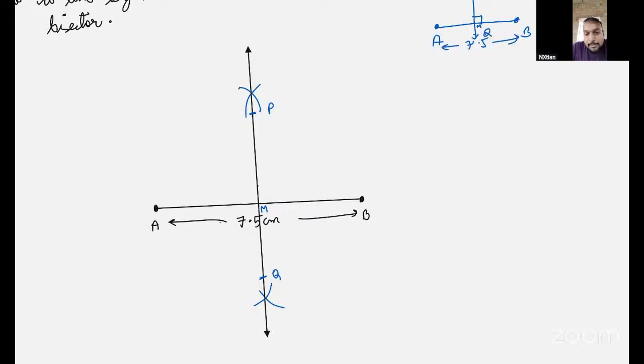Don't disturb the compass. When you take a measurement which is more than the half, then when you are putting it on B, don't disturb the compass. If you disturb the compass, this will disturb your marks.